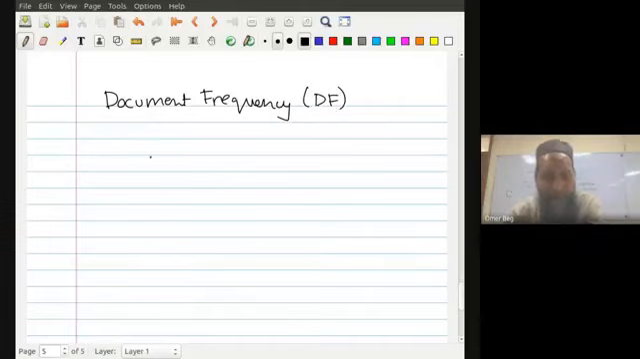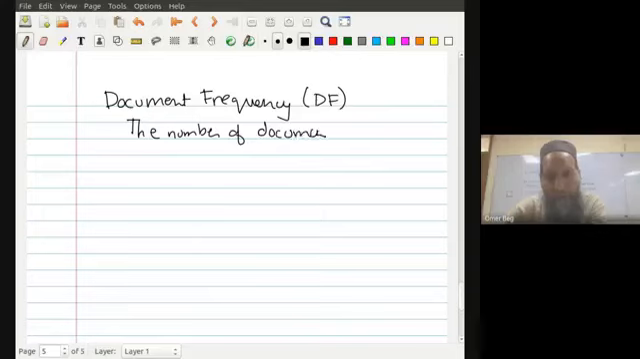DF, right? So this is kind of the inverse of how we were looking at terms. Again, we have a number of documents and we have one term. So this is the number of documents in which a given term occurs.